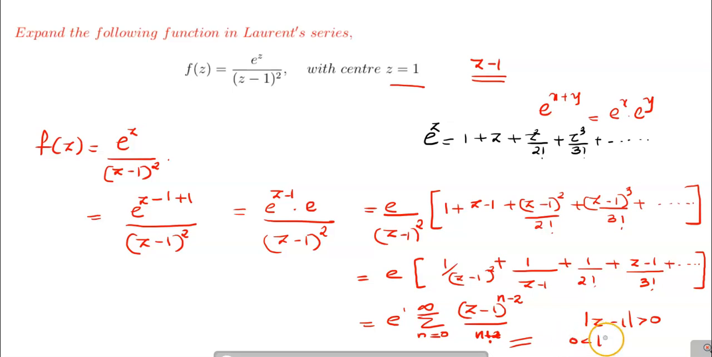And we can take 0 less than mod z minus 1 less than 2 and less than 3. If mod z minus 1 is greater than 0, this is valid, since z is equal to 1 is our singularity and we take it as a one-centered series. So we want to remove this 1 from our region. So take mod z minus 1 greater than 0. This is valid for these regions.